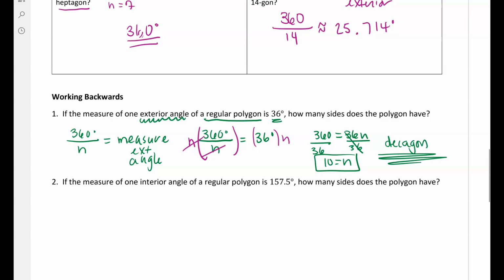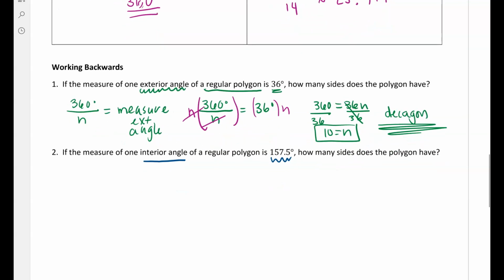All right, in number 2, we're asked, if the measure of one interior angle of a regular polygon is 157.5 degrees, how many sides does the polygon have? So this is really similar to the question above, but the difference is we're now talking about interior angles. So we know the formula for the measure of a single interior angle in a regular polygon is the sum of the interior angles divided by the number of angles.